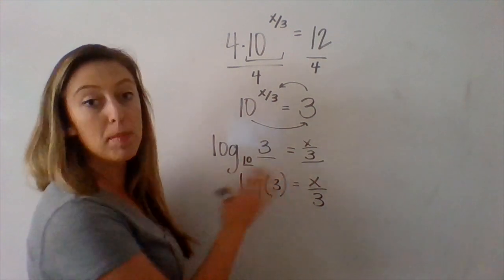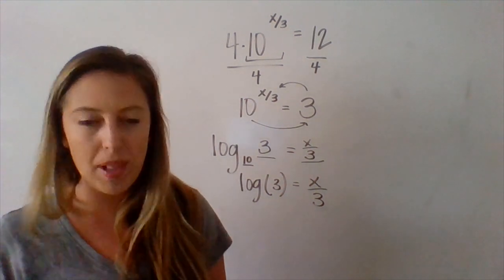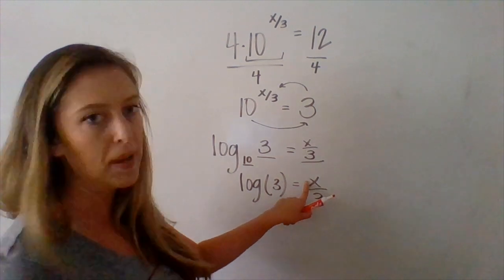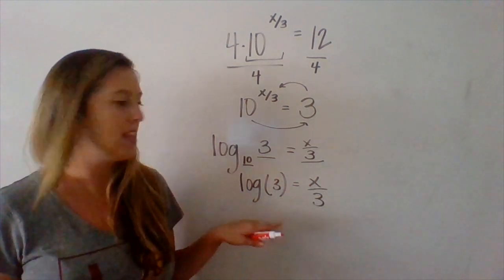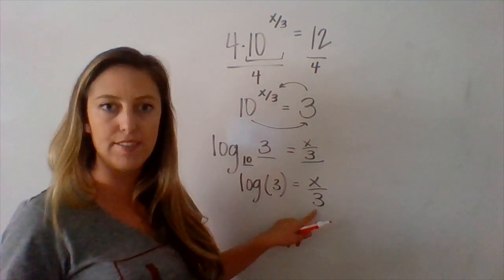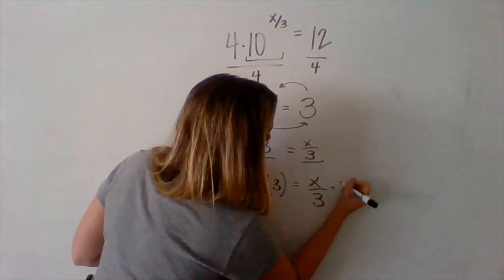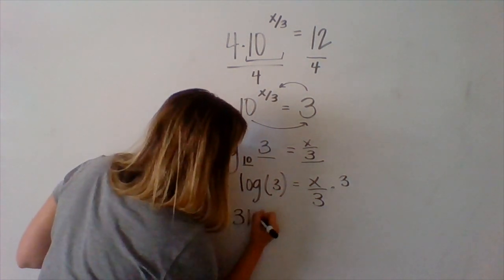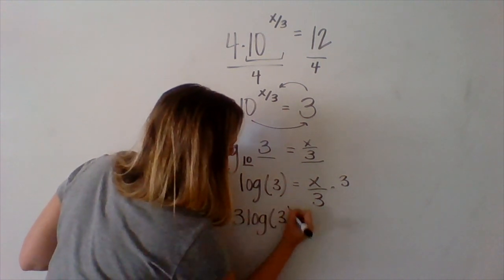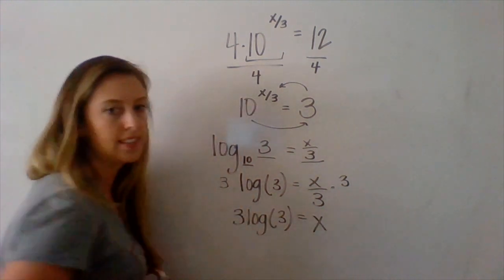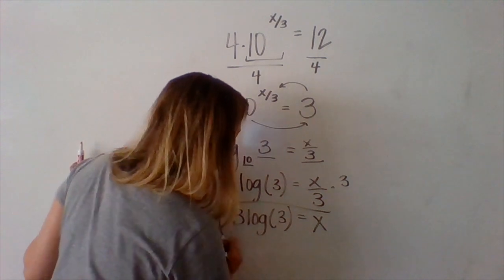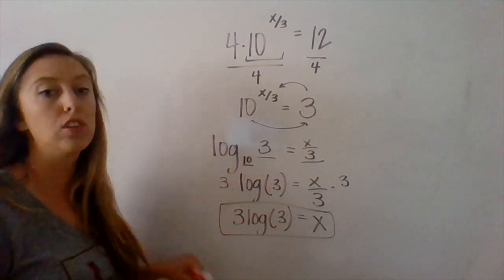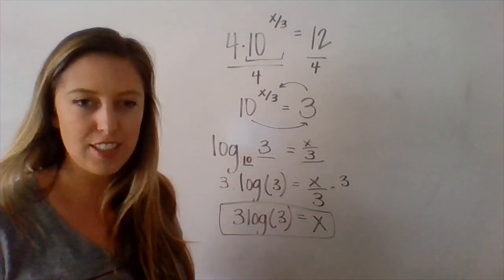So log of 3. If I'm going to do the logarithm form first, I don't want to plug it into the calculator yet. I just want to get the x by itself. And in this equation, that's pretty simple. I just want to undo this divided by 3, which I know the inverse is multiplying by 3. So I have 3 log of 3 equals x. If I was asked to leave this in terms of logarithms, this would be my answer.